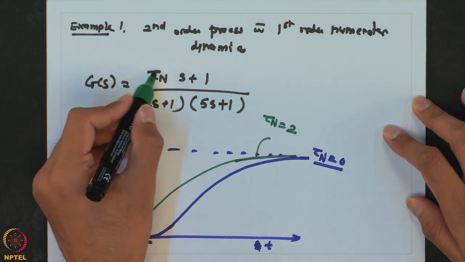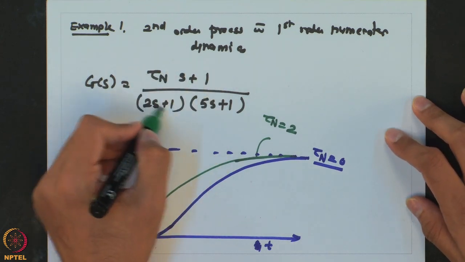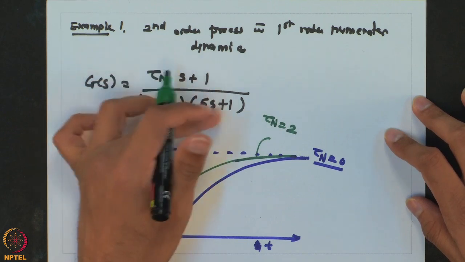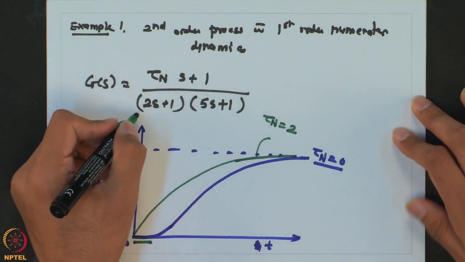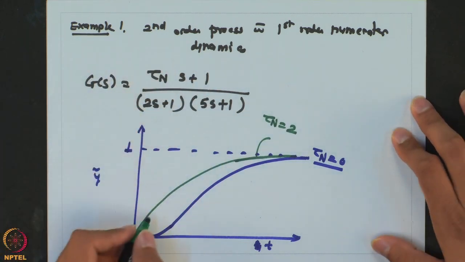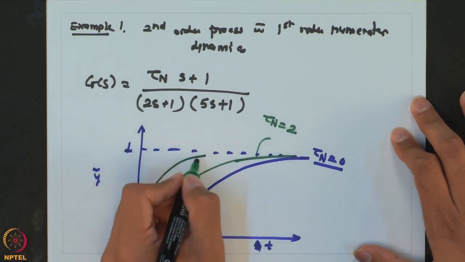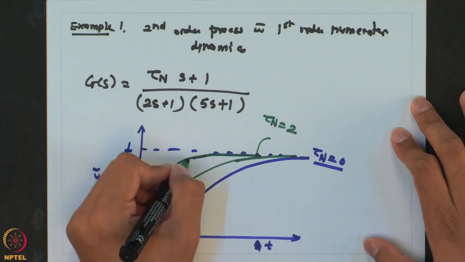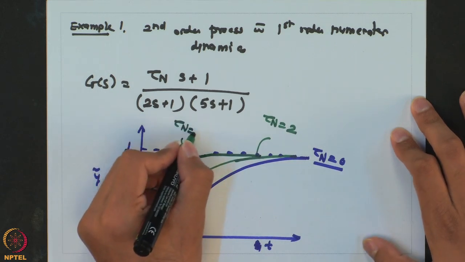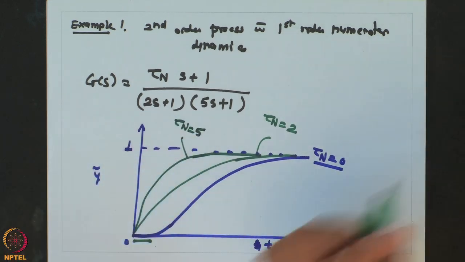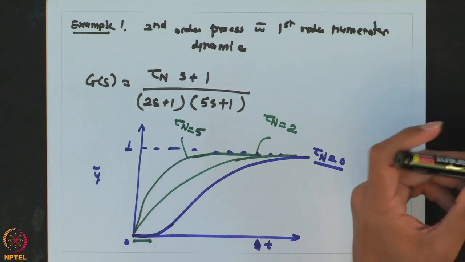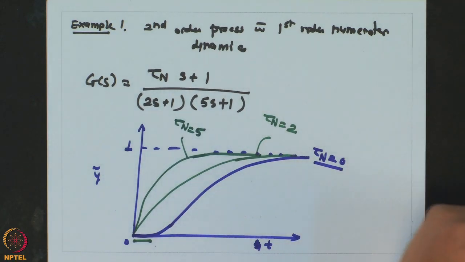In that case, it will be 5s plus 1 over 2s plus 1 5s plus 1. So, these two terms will get cancelled and the response will be 1 over 2s plus 1, which is significantly faster than this. So, in that case, the response will be like this. This is when tau n is equal to 5. So, these are very simple cases to analyze.